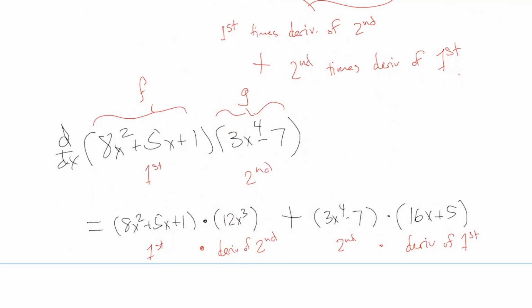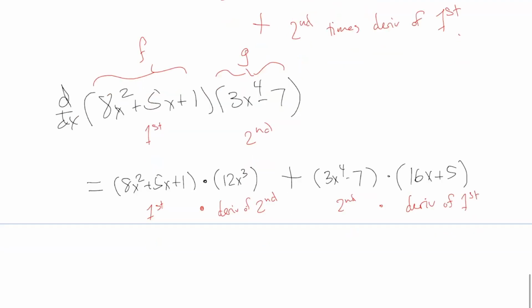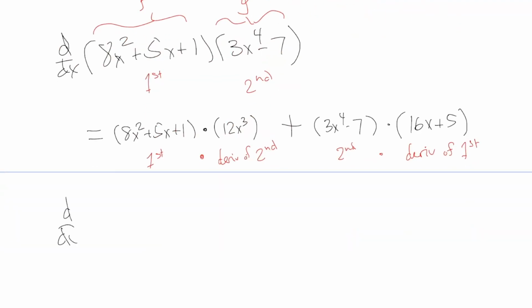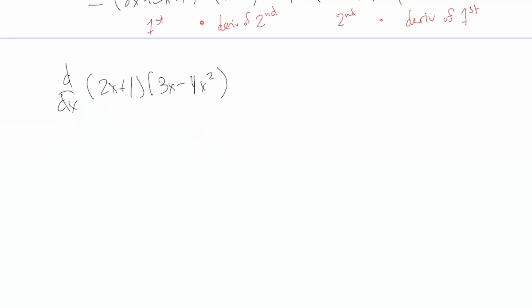All right, let's try another one, and then I have some for you to try also. Another derivative of a product. How about, let's just do another sort of simple one here. The derivative of 2x plus 1 times 3x minus 4x squared. All right. You don't have to think too hard about this. Just sort of follow the red words that you see at the top there. You do the first thing like it is, times the derivative of the second thing, and then plus the second thing times the derivative of the first thing.